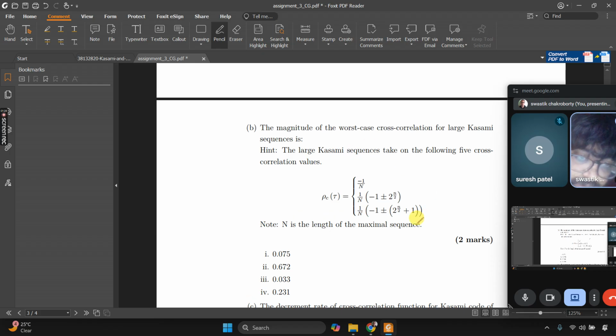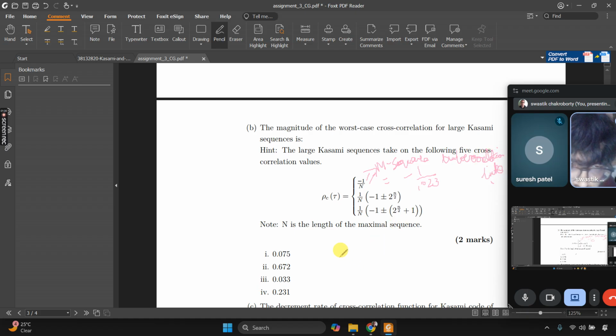For large Kasami sequences, again the cross correlation values you have to learn by heart, because the derivations are beyond our scope. Again n is 1023, as we have discussed. So it is minus 1 by 1023. This will of course be the best case. It is like the m sequence autocorrelation, like the best case you can get. 1 by n is very small.